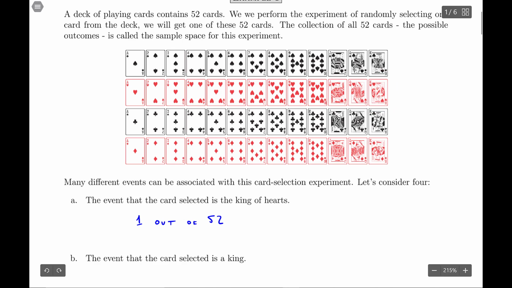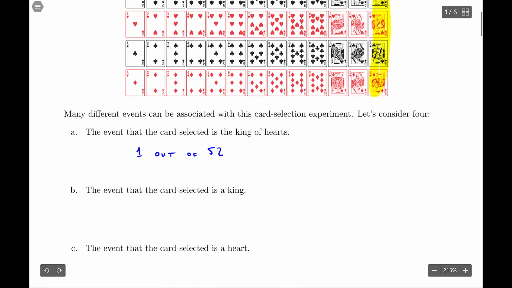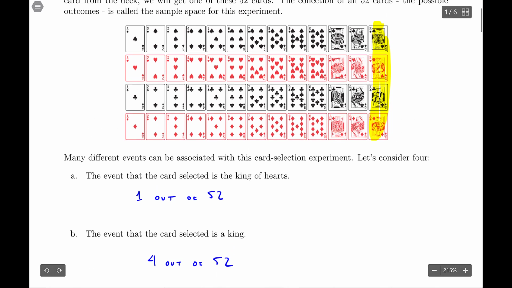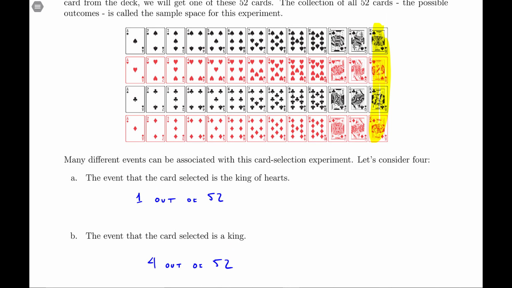The second event that we're looking at, the event that the card selected is a king. Well, that's going to include all 4 kings in this deck of cards, and that's going to be 4 out of 52. And if you're wondering why I'm using the 52, that's because there are 52 cards in a deck.